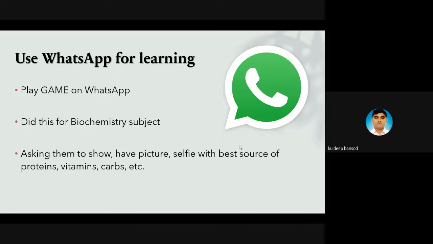The game should be played by a student, and pictures or selfies with the material that is asked in the question should be sent back to the admin. The very first picture that comes to the admin will get 20 points. The second picture will get 15, the third picture 10, and the fourth picture 5. In this way, the rules are set up. Then we posted one question: have a selfie with the richest source of carbohydrate at your home.